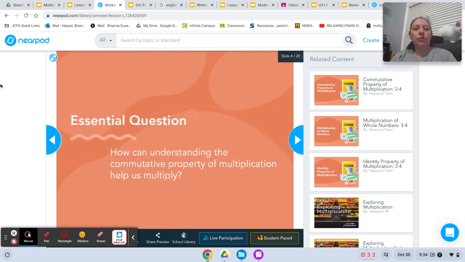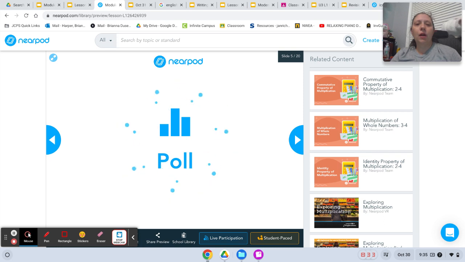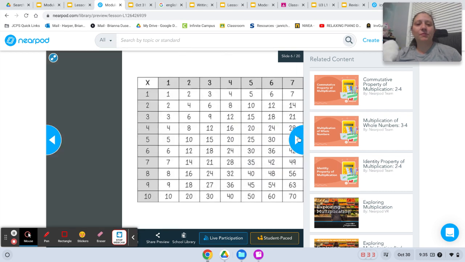Okay, so our essential question today is, how can understanding the commutative property of multiplication help us multiply? And we've done the commutative property before. So how much do you already know about the commutative property of multiplication? Remember, do you know a lot, a little, or nothing at all? And that's okay. That's why you're here.